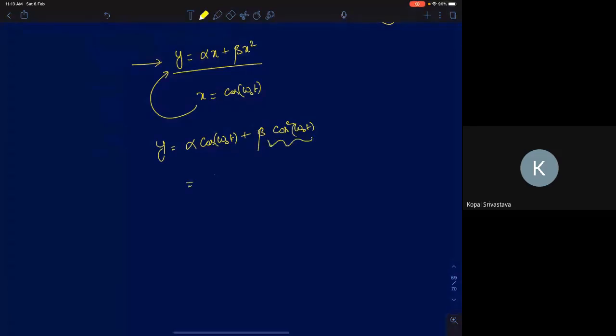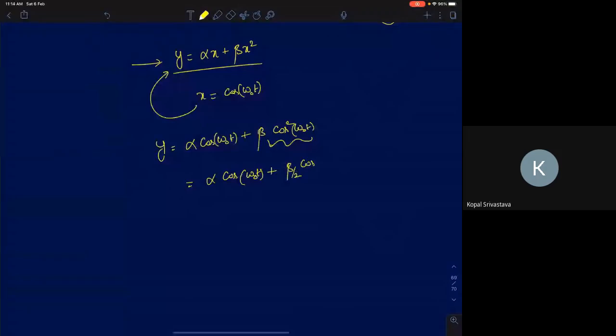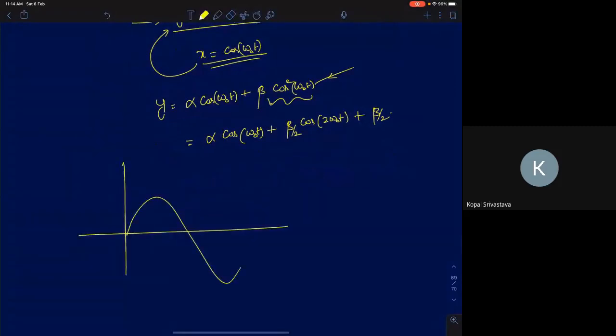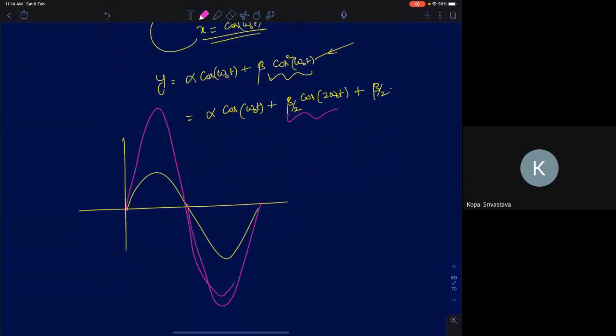Expand this. So what you get here is alpha cos omega naught t plus beta by 2 cos 2 omega naught t plus beta by 2. Right? I just expanded the cosine square function. Now you have fed a sine wave of frequency omega naught at the input. This is a cosine signal, but I'll just show it as a sinusoid starting from zero. Ideally you are expecting to see an amplified version that probably looks something like this. But now you're also seeing some additional terms which were not present in the input. In fact, you're seeing a harmonic of the input. So that's one important property of a nonlinear system: a nonlinear system will generate frequencies which are not present in the input.